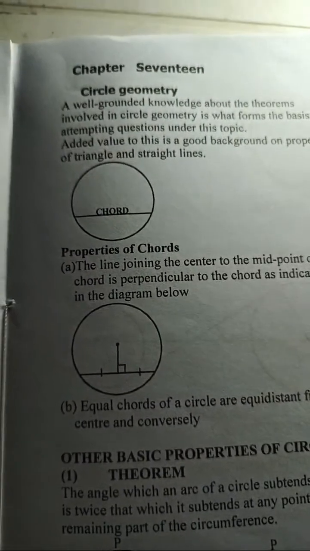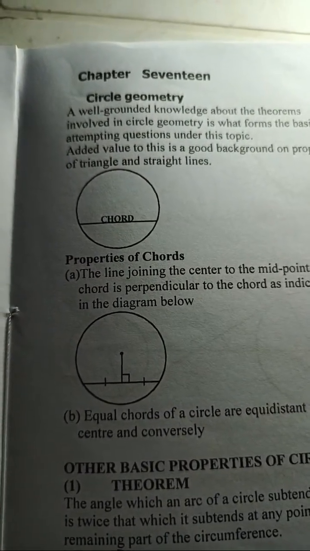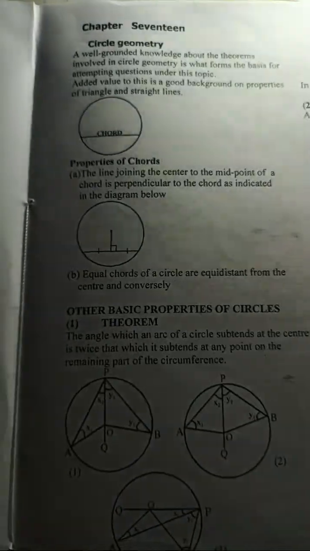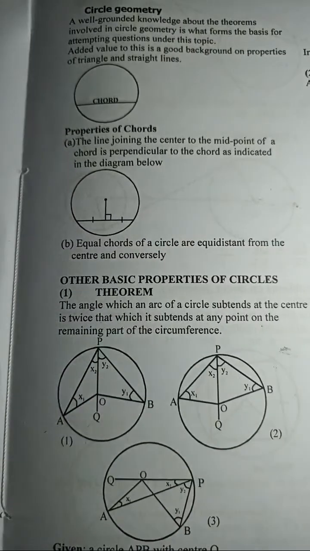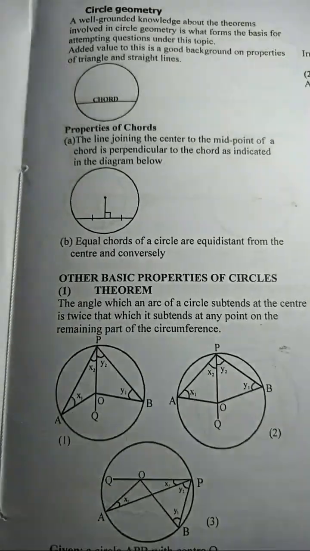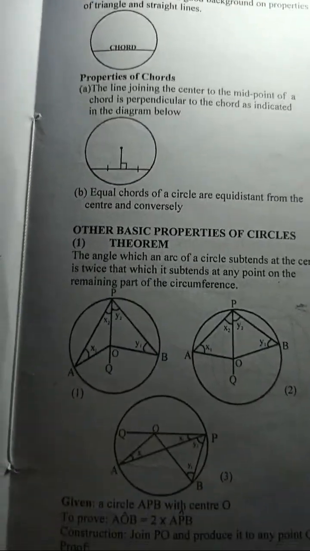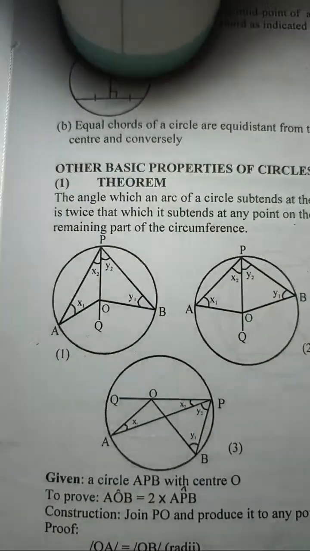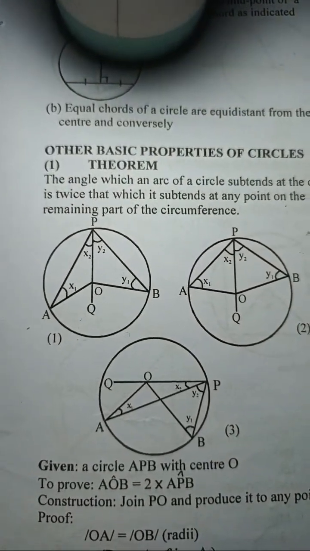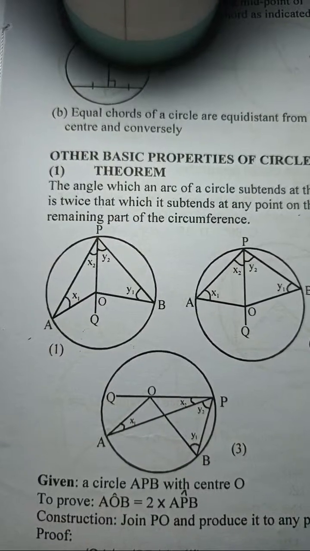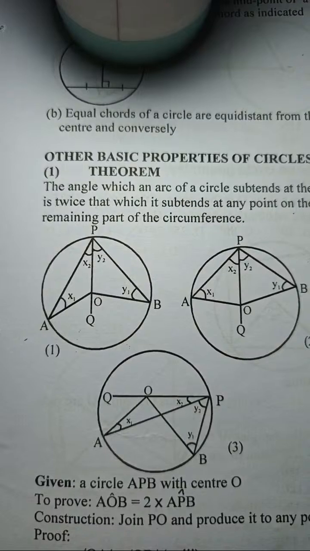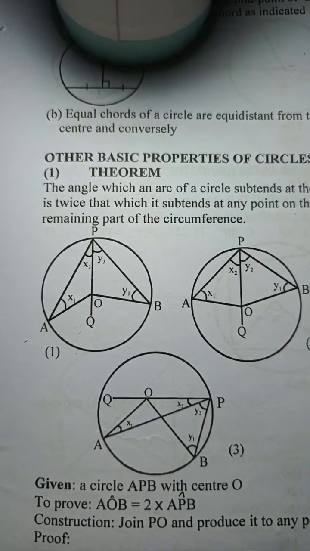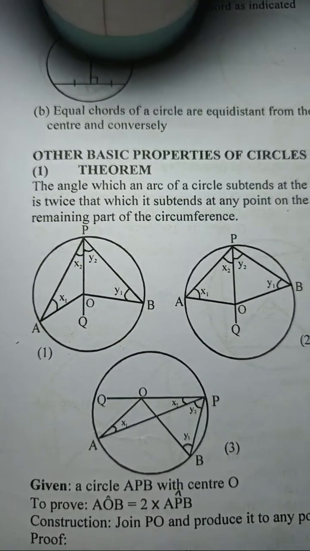So let's take the theorems one after the other. Let's go to the first theorem. The first theorem says the angle that subtends at the center is twice the angle that subtends at the circumference. That's the first theorem: the angle that subtends at the center is twice the angle that subtends at the circumference.